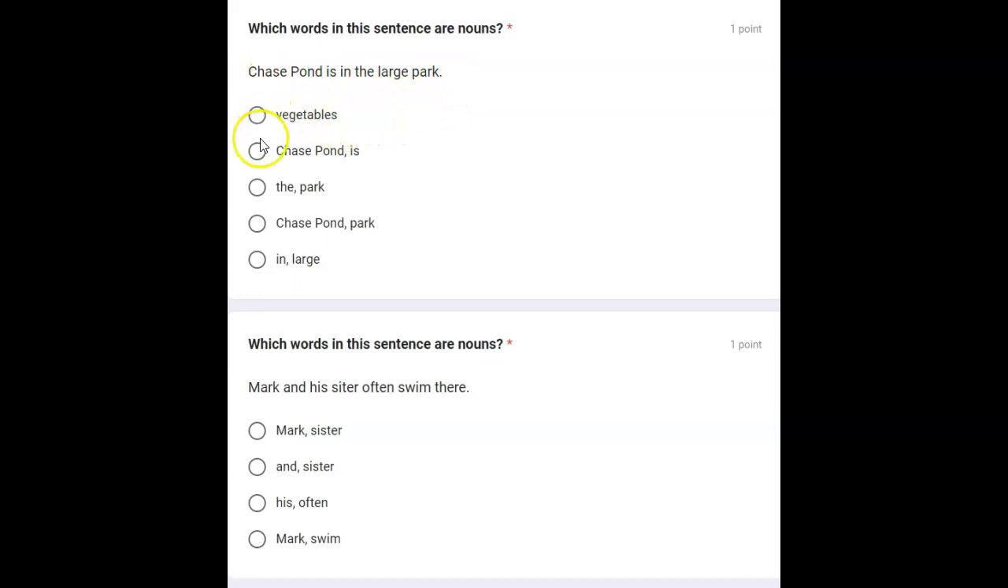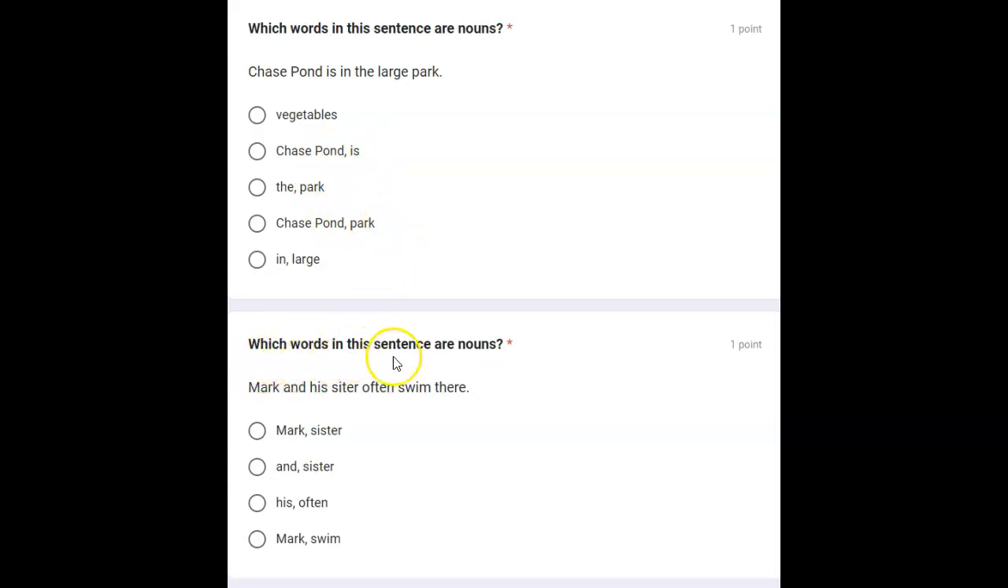So is it Chase Pond? I gotta delete this, so I'll take this out. The Chase Pond and is the park, Chase Pond Park, or in and large? Which, excluding this one, ignore that. Which one of these 4 say that they're a noun? You have to select the best one you think.